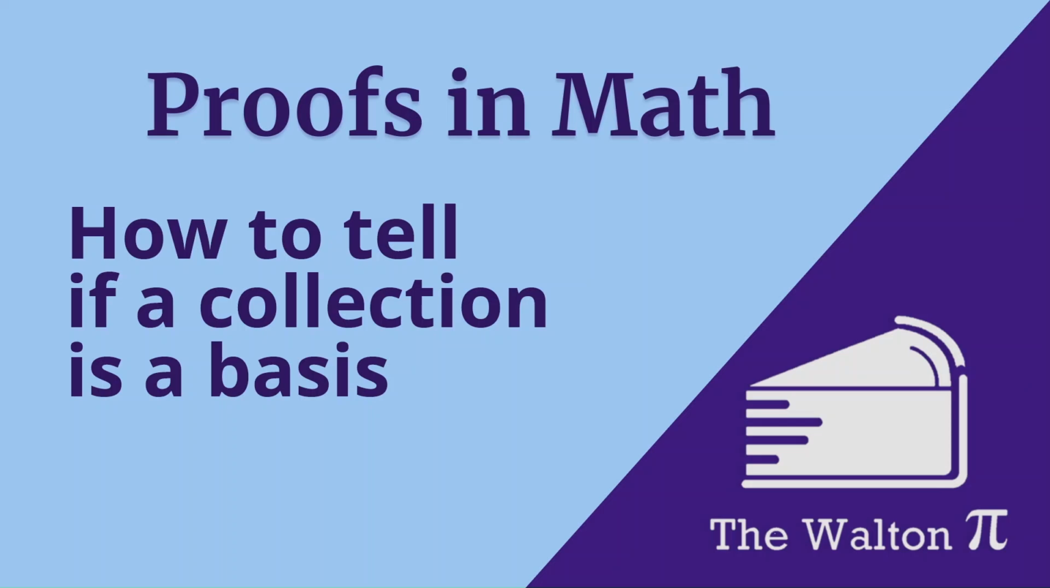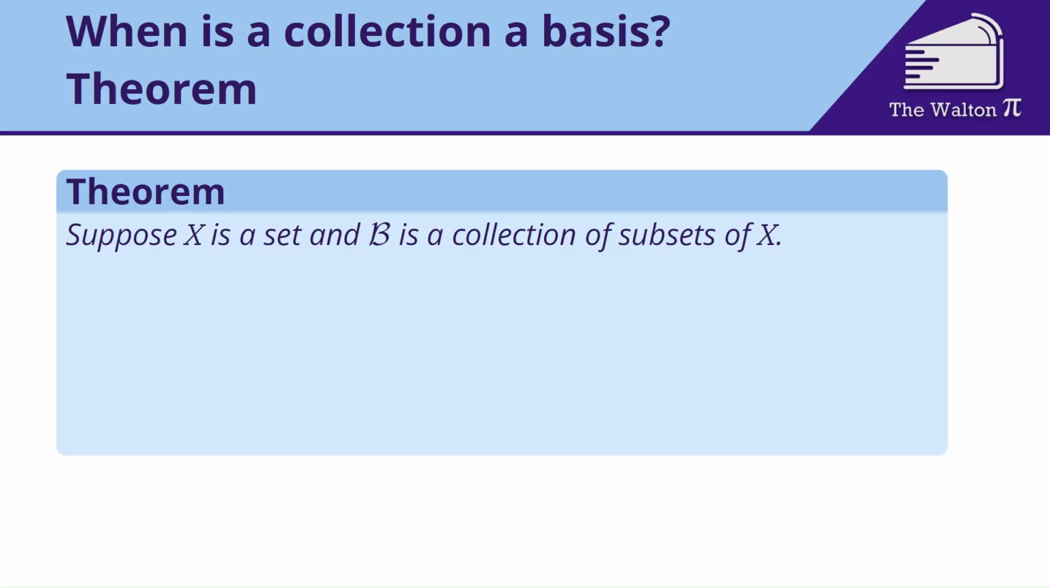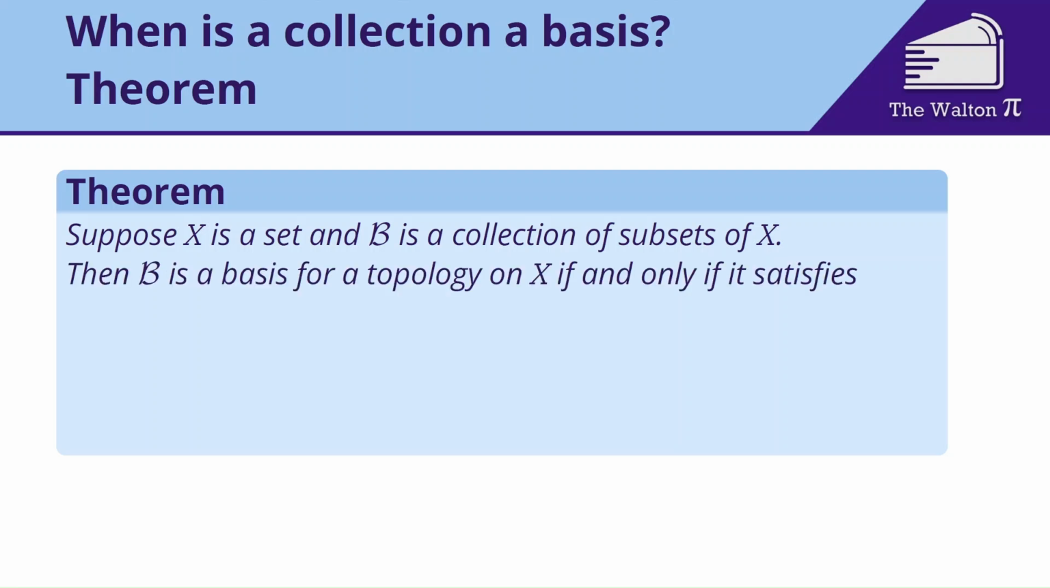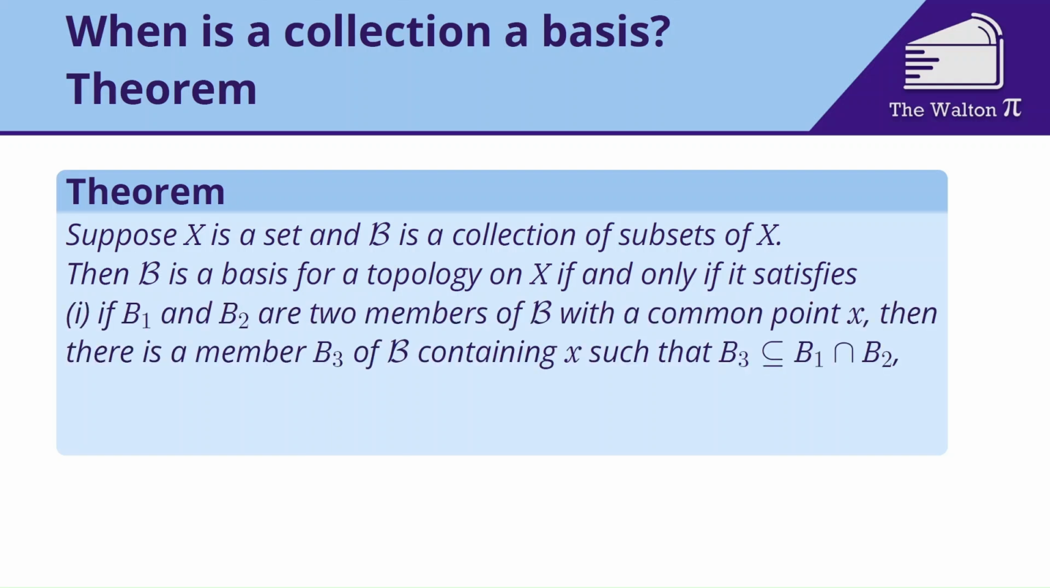Today we're going to be talking about how we can tell if a given collection is in fact a basis. So let's suppose that X is a set and B is a collection of subsets of X. Then B is going to be a basis for some topology on X, not necessarily knowing what topology, if and only if it satisfies these two properties.